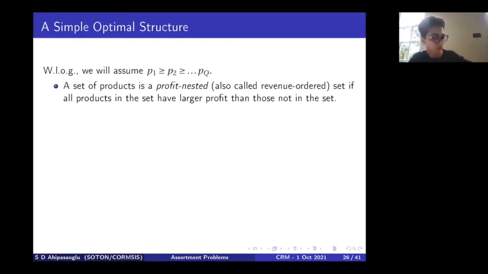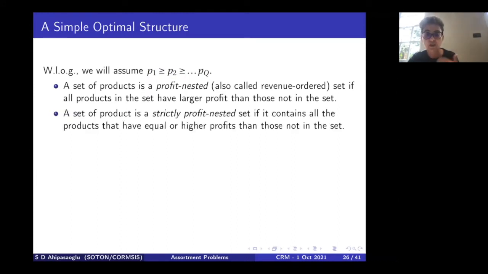So what is this simple structure? In the revenue management and product assortment literature, there is this concept of nested sets, which is very important. And there are a lot of papers that show that for different choice models, assortment problems are easy to solve because the optimal solutions obey some sort of nested property. And it will apply to this case as well. So we're going to define a set of products to be profit nested or revenue ordered if they have the property that everything that is not in the assortment has a worse profit than the ones that are in the assortment.